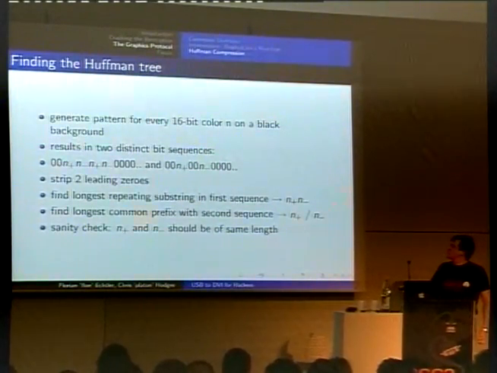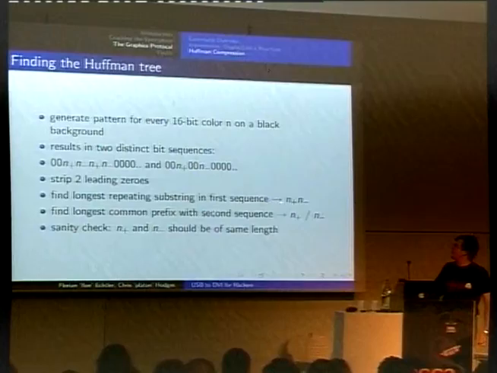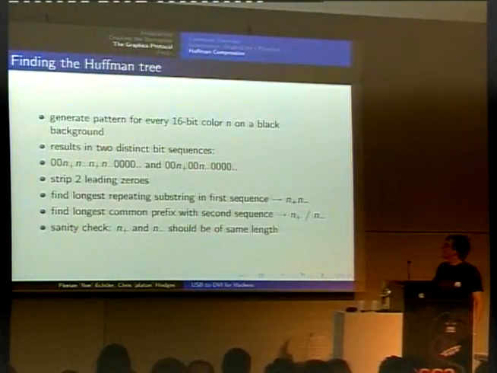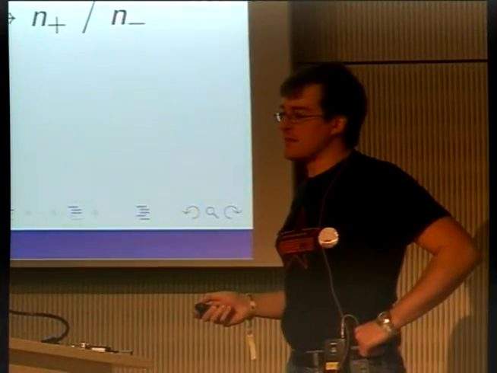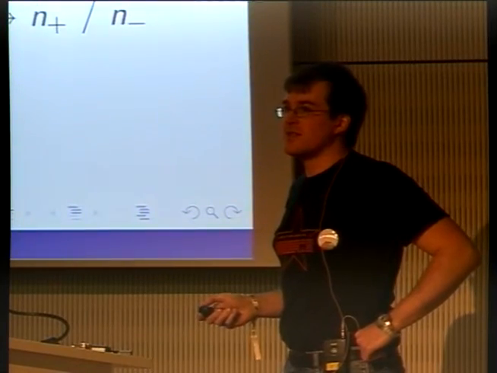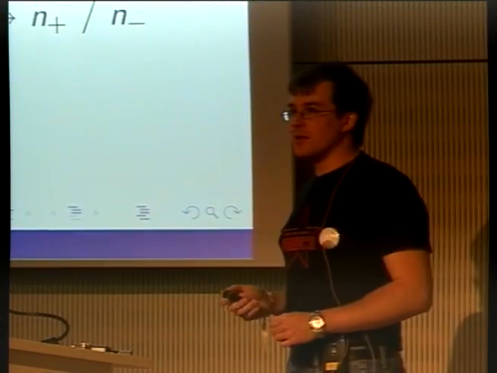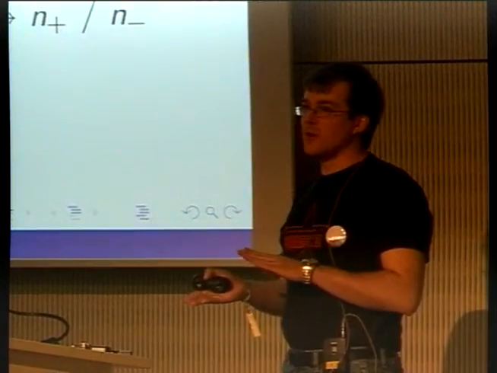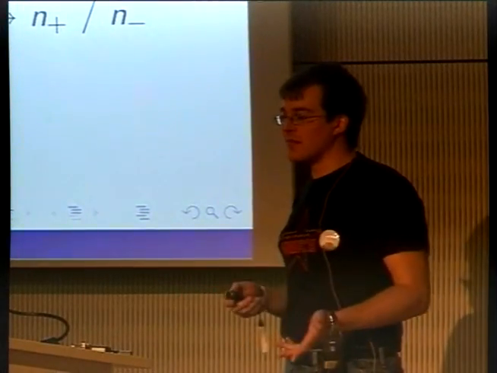And when we now strip the leading 2 zeros and try to find the longest repeating substring here, we end up with the sequence for just plus n minus n. And this we can now compare with this sequence and find the longest common prefix. When we also have found this, we get the 2 separate sequences, plus n and minus n. One sanity check which can be done here is that the 2 sequences should always be of the same length, because the difference is equally likely to occur in positive direction as well as in negative direction.